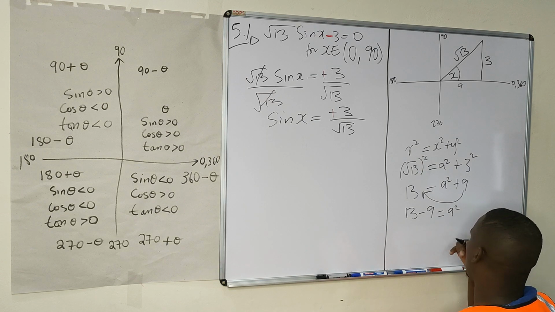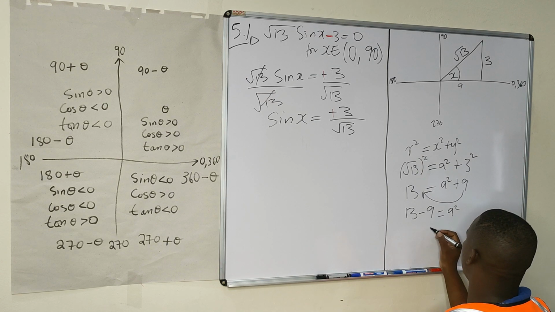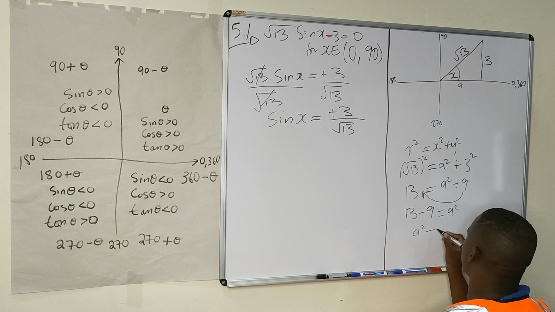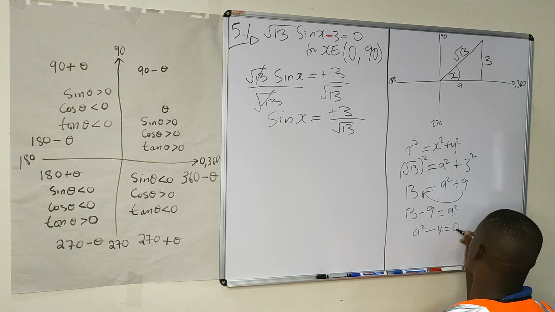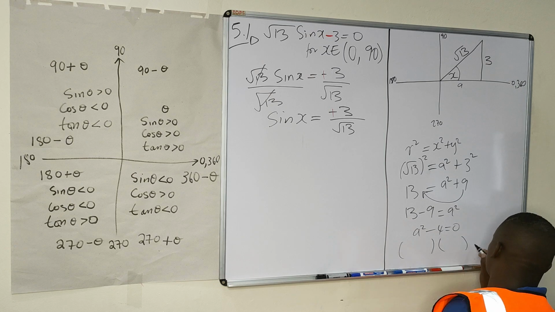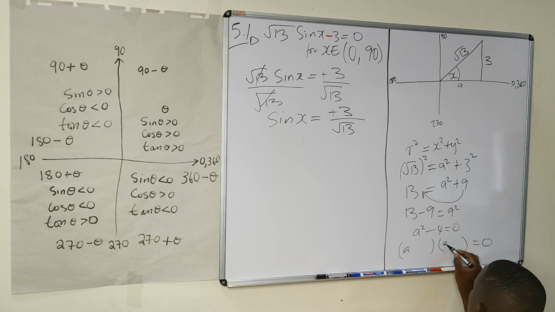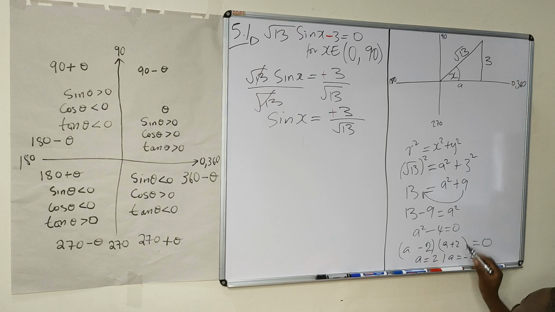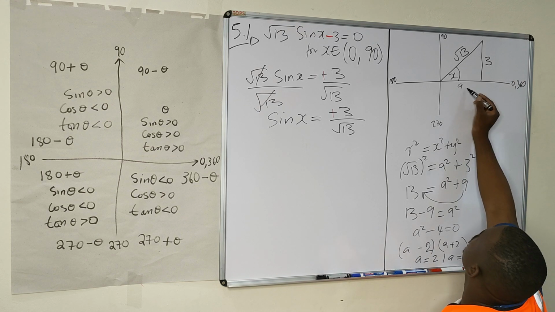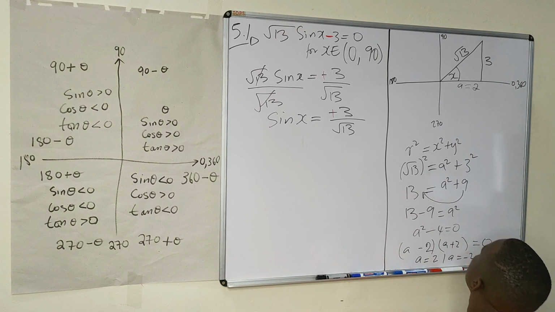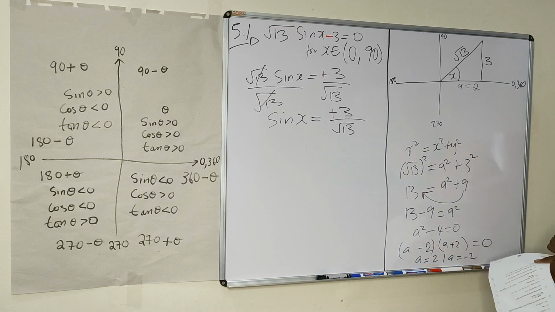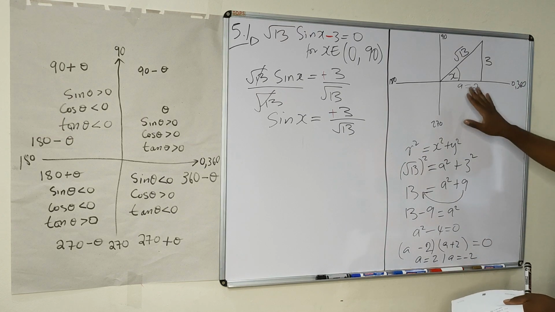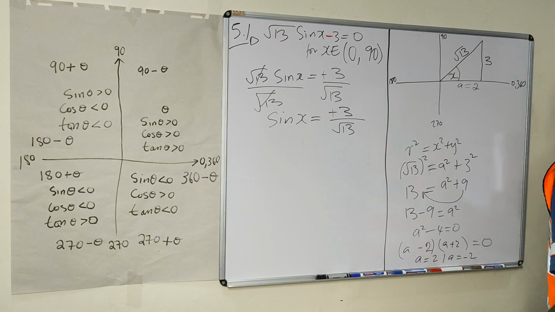Say I have a squared minus 4 is equal to 0. Then factorize the difference of two squares: a is equal to 2, or a is equal to minus 2. But your a is positive on this side, so your x is equal to 2. That's what you should do first. Once you have this complete, then you can go on to evaluate whatever they are giving you. So this is complete. I can clean this board now.